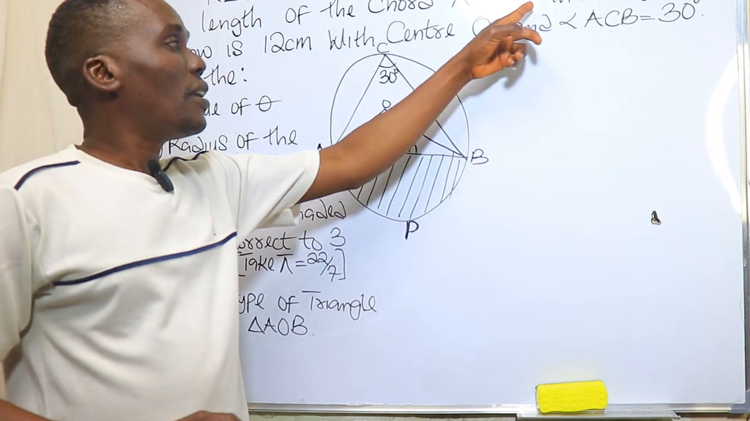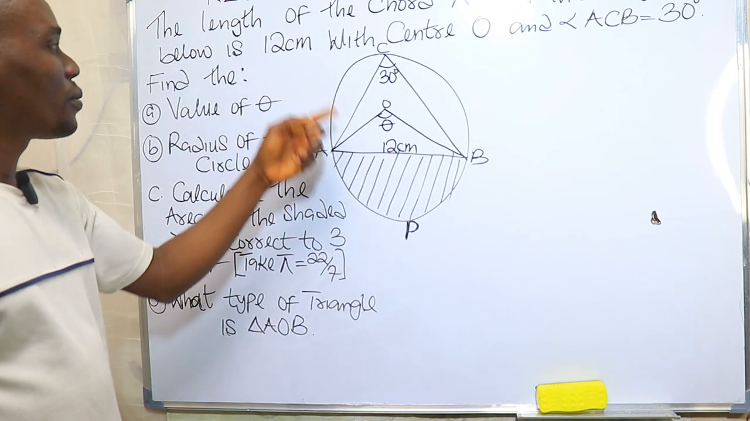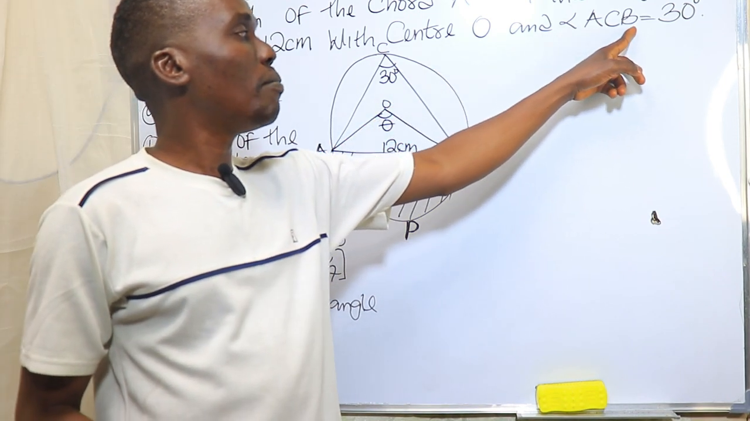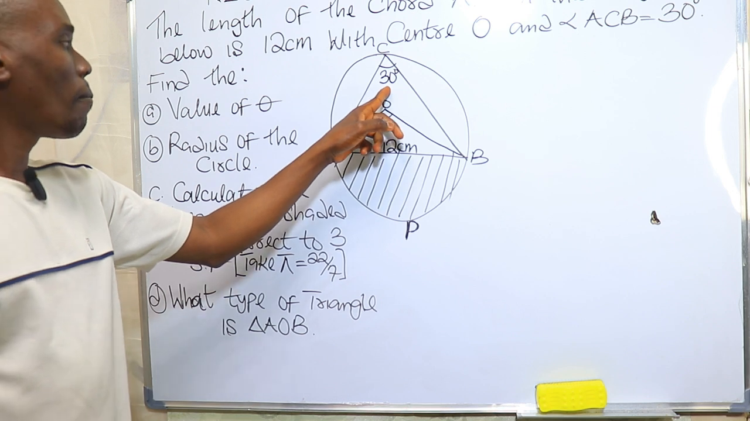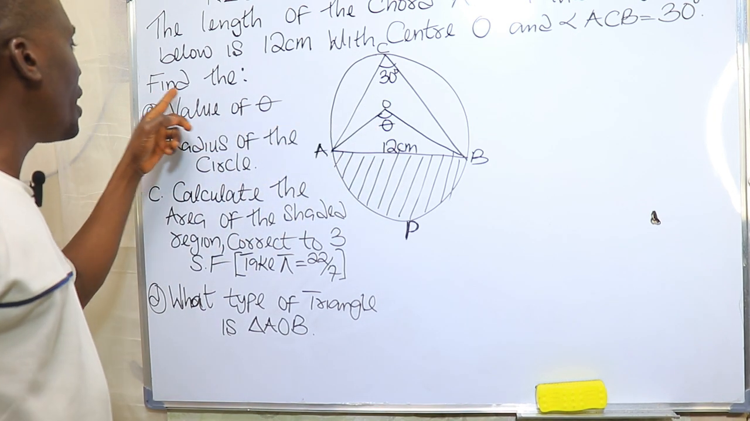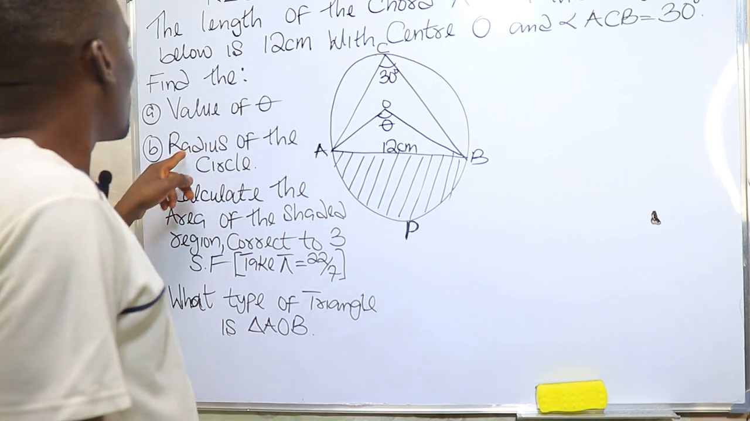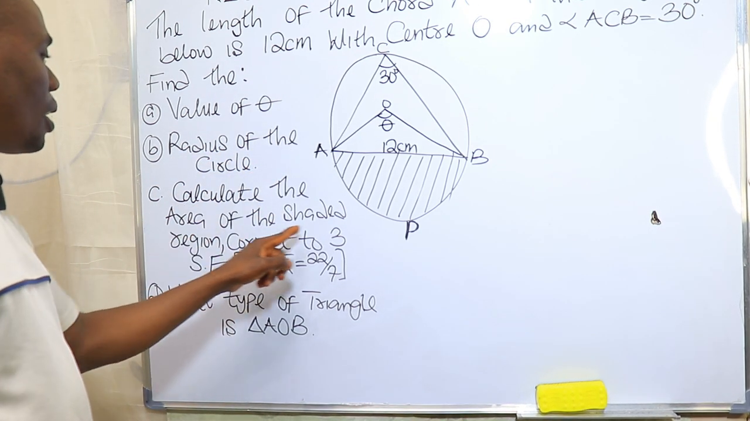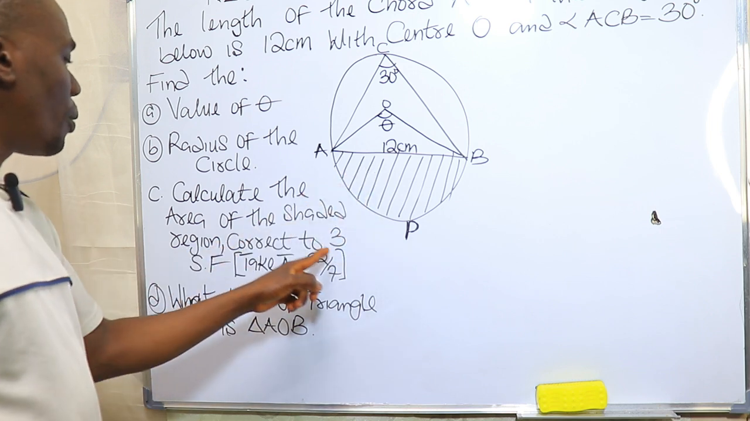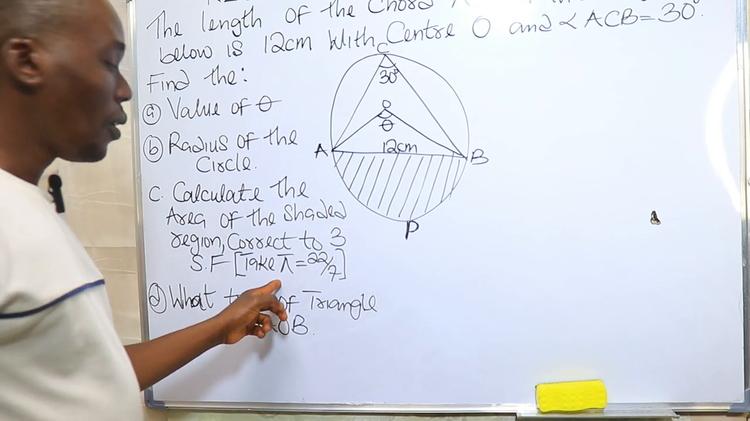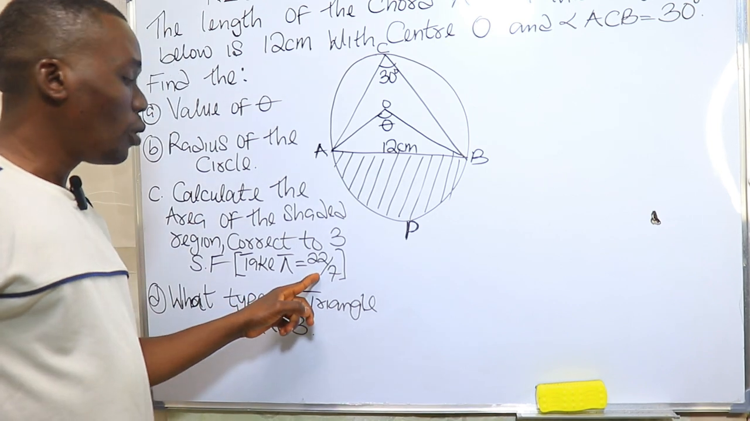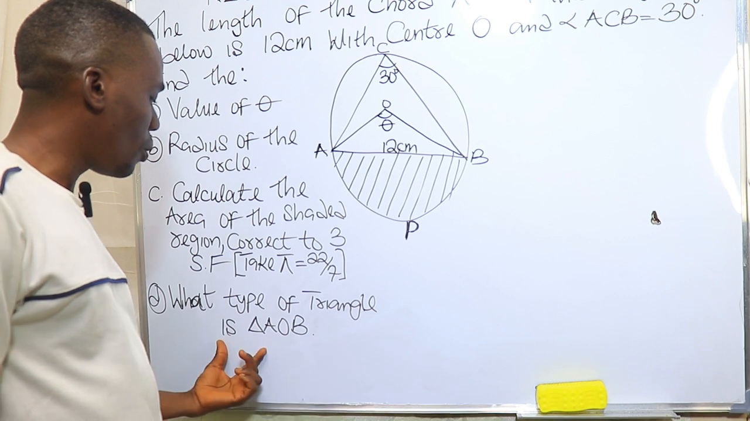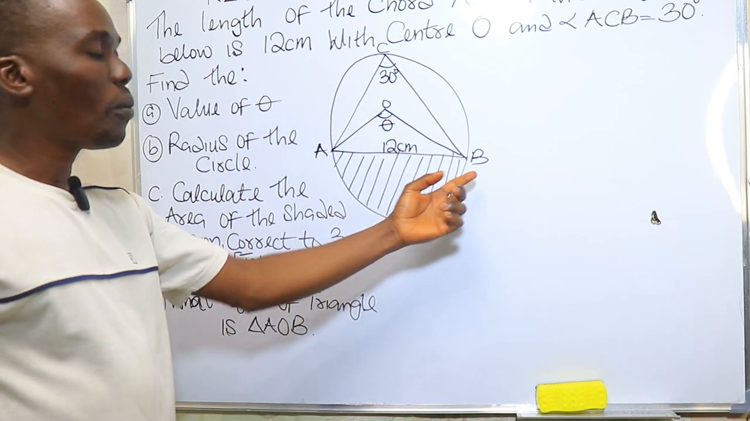The length of the chord AB in the diagram below is 12 centimeters with center O and angle ACB equal to 30 degrees. The question says we should find the value of theta, the radius of the circle, and calculate the area of the shaded region correct to three significant figures, taking pi to be equal to 22/7. And finally, what type of triangle is triangle AOB?